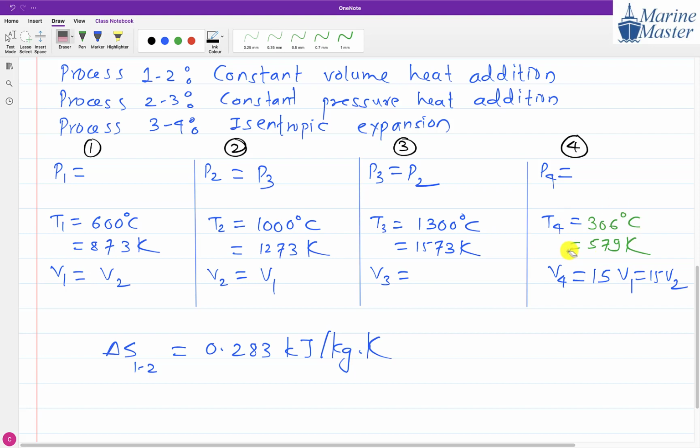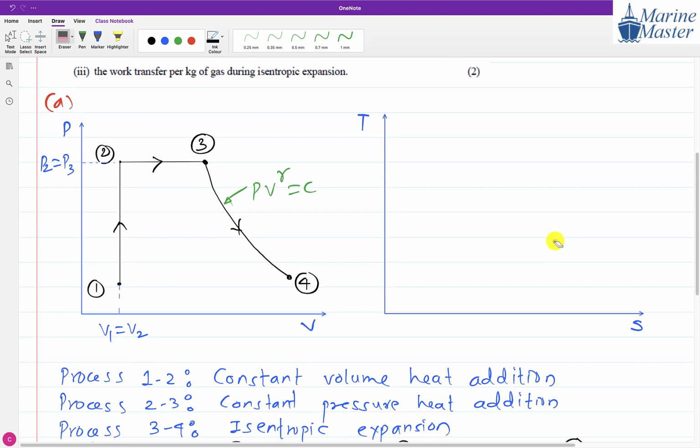You added this T4? Yes, sir. So we will start our discussion from the constant volume process and draw our next point. For constant volume process, what have we seen? The slope is higher compared to constant pressure.